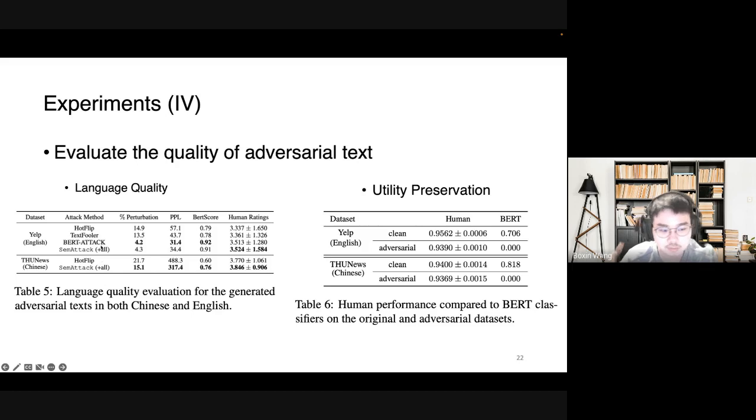So we can have a quick look at the results. In terms of language quality, we find that on the Yelp dataset, we perturb only a few words, which is the smallest among all baselines, with also very small perplexity and BERT score. In the human ratings, we also have very similar performance to the state-of-the-art method like BERTAttack, and similarly for the Chinese dataset. In terms of utility preservation, we find that the performance gap between the clean dataset and our generated adversarial dataset is very close, meaning that humans will barely be affected by our generated adversarial examples, while BERT models' prediction accuracy can drop to 0. That so far is the content of our proposed SemAttack.